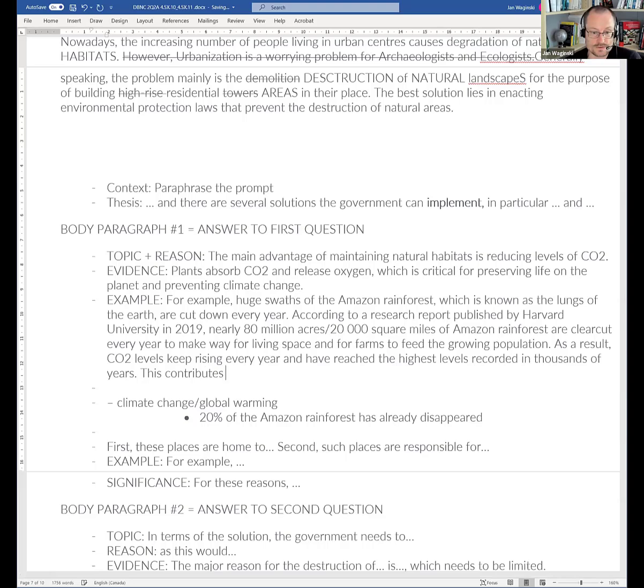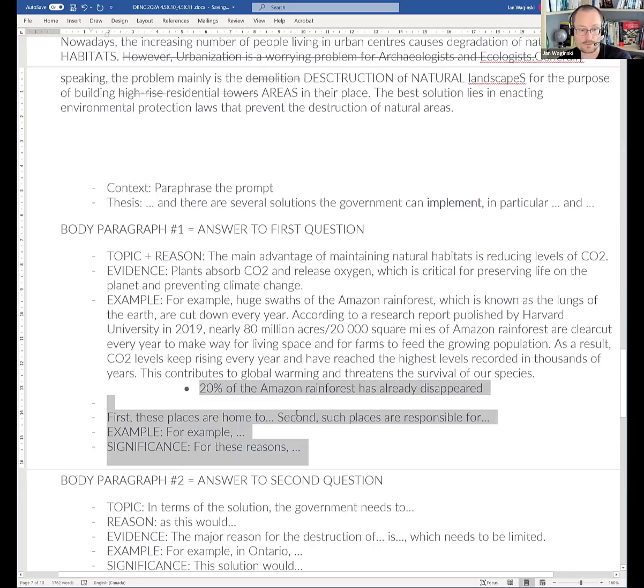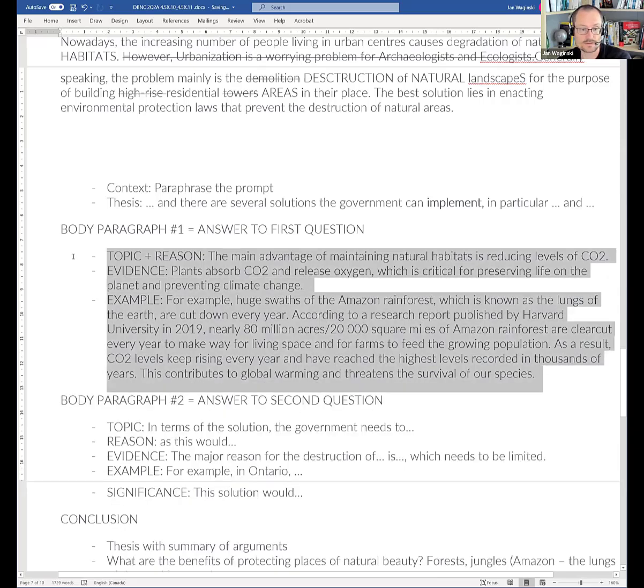This contributes to global warming, or there we go, climate change. Yes. This contributes to global warming and threatens the survival of our species. And we get rid of the rest. But how long is this? It's 132, let's say minus 5 to 10 words. So this is a perfect length.